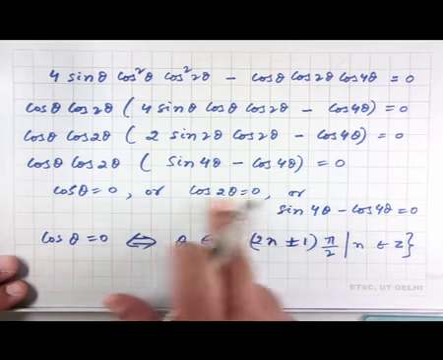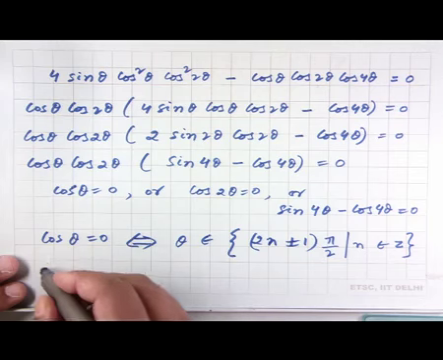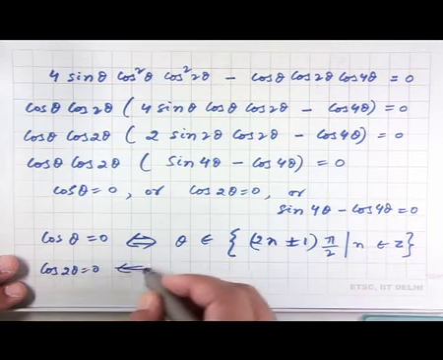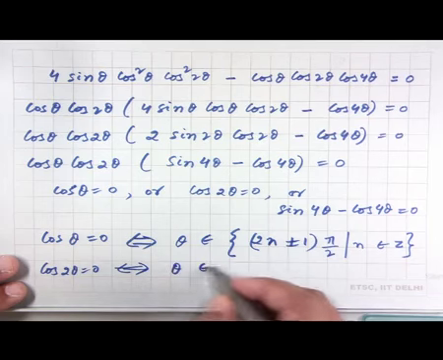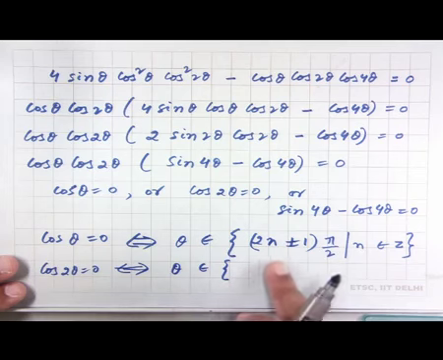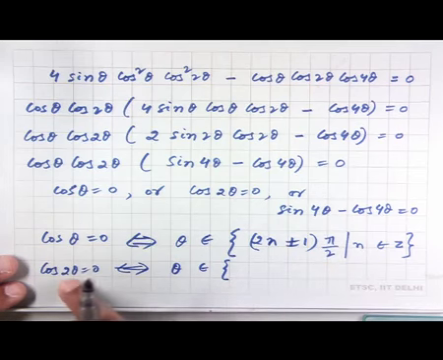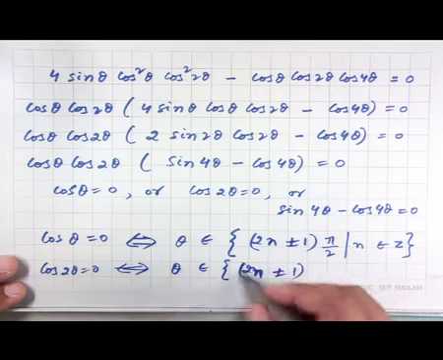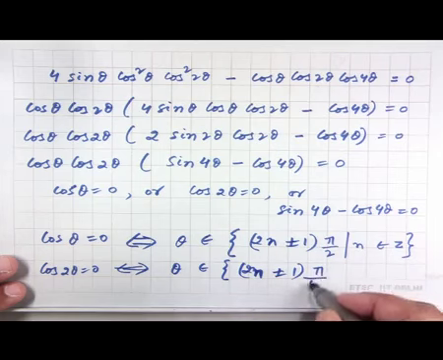Then for this equation, cos 2 theta equal to 0, the general solution is that theta belongs to the set. It is going to be exactly the same, except that because we have a 2 theta here, we will have it as (2n plus minus 1) into pi over 4 for all integer n.